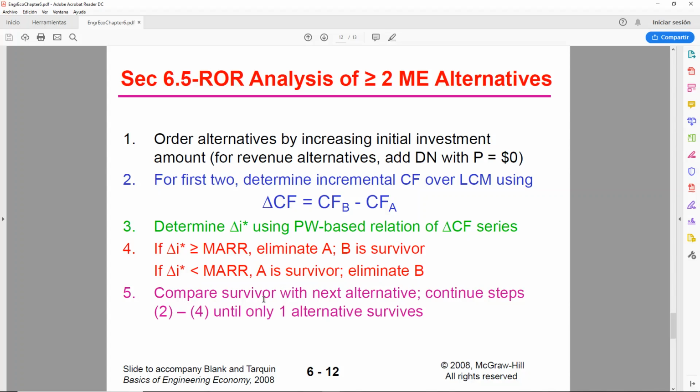In order to perform the rate of return analysis for multiple alternatives, we must follow the series of steps that are listed on slide 6-12. One of the steps, step number 3, requires us to determine the delta I star, which is our rate of return. But in order to do this, we must perform linear interpolation. Okay, so we will have 2 points, one positive and one negative, and we must find the point between them. That is interpolation.